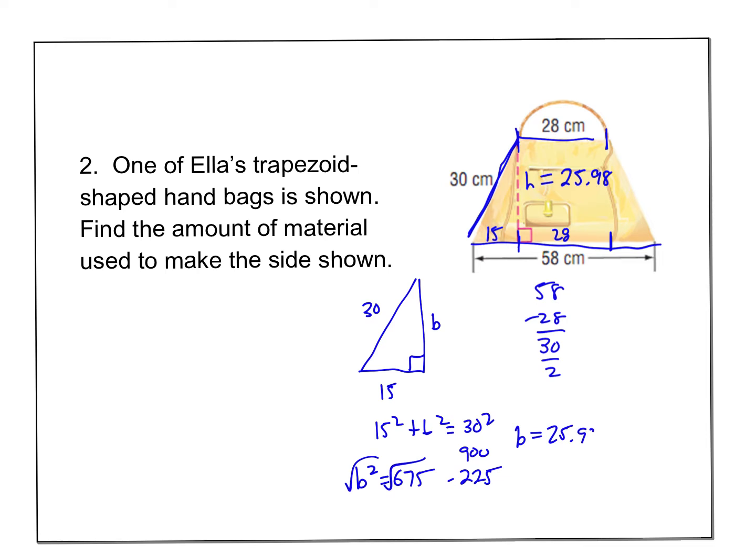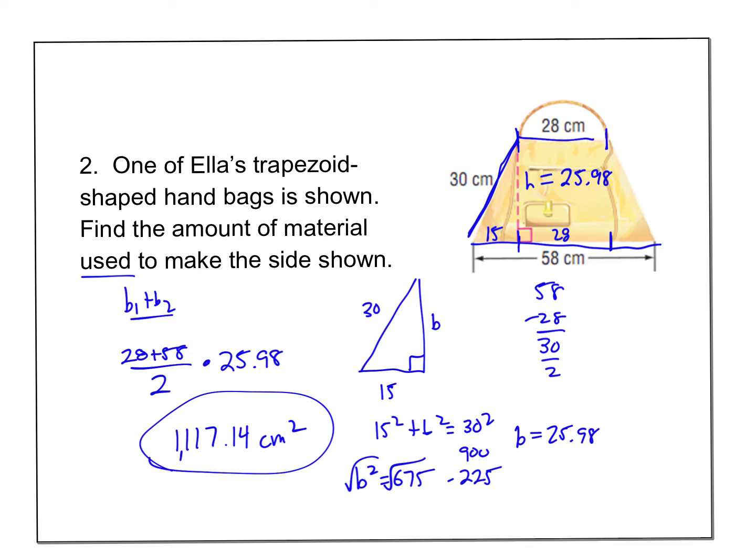So it's 25.98. To figure out the area of this thing, I'm going to take base 1 and base 2. So I'll take 28 plus 58, divided by 2, times my answer, 25.98. So add 28 and 58, divided by 2, times 25.98. That becomes 1,117.4 centimeters squared. All right, so that's how much material would be used to make one side.